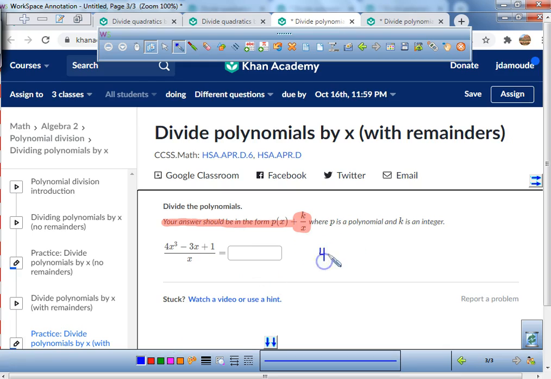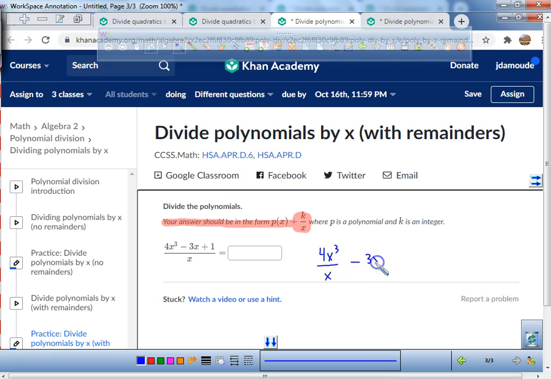So we got 4x cubed. That's being divided by x. I got minus 3x. That's being divided by x. And then I got plus 1. That's being divided by x. This I can simplify, because 3 minus 1 is 2. So I got 4x squared minus.